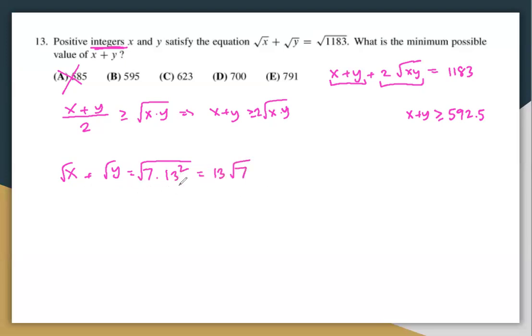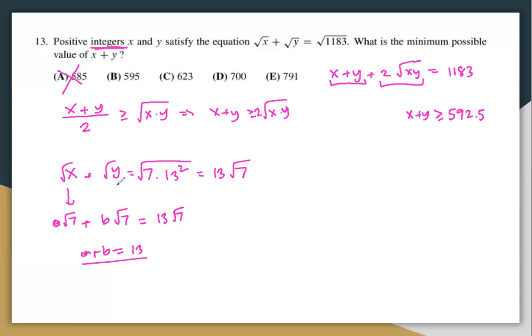Now we are a bit better, because x is an integer and y is an integer. If they are somehow equal to this, then x and y both have to have this radical 7 when you simplify. So maybe I can write the square root of x as a root 7, and the square root of y as b root 7, so that the sum is 13 root 7. From here, a plus b has to be 13.